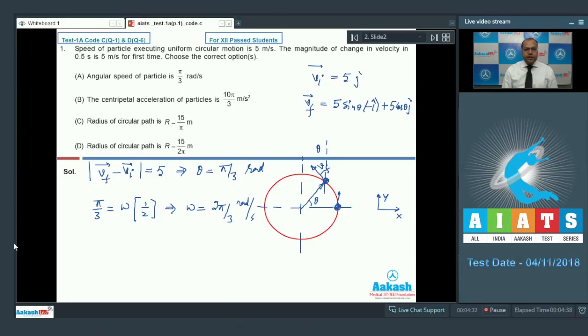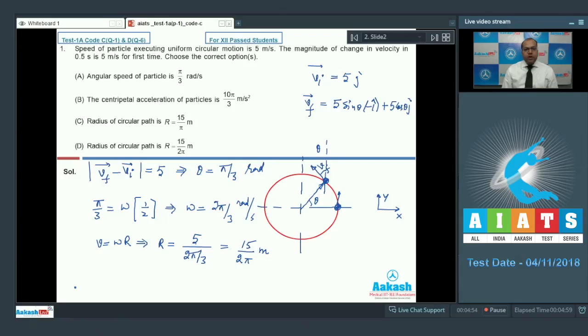If I calculate the radius of the circular path, then V is equal to omega into r. So r is equal to V, that is 5, divided by omega, that is 2 pi by 3. So it is equal to 15 divided by 2 pi meter.